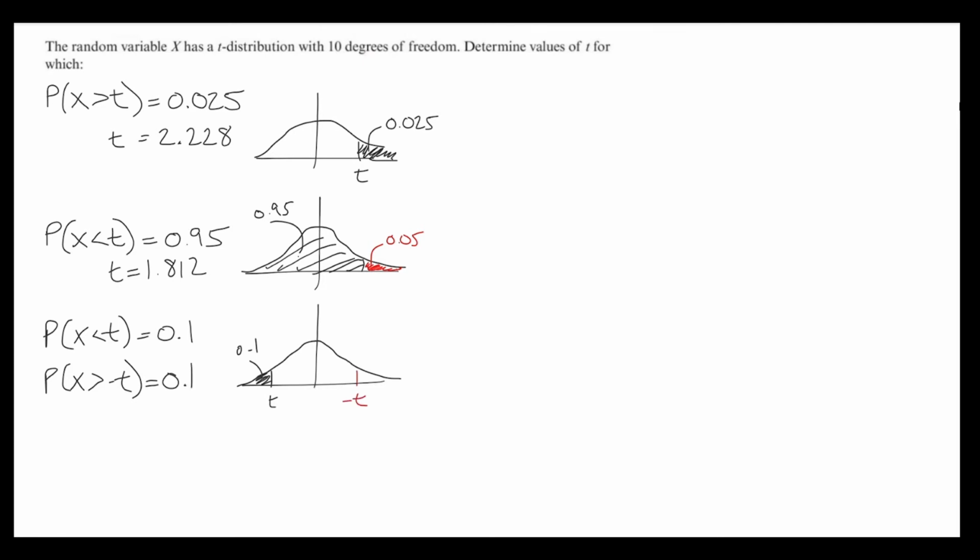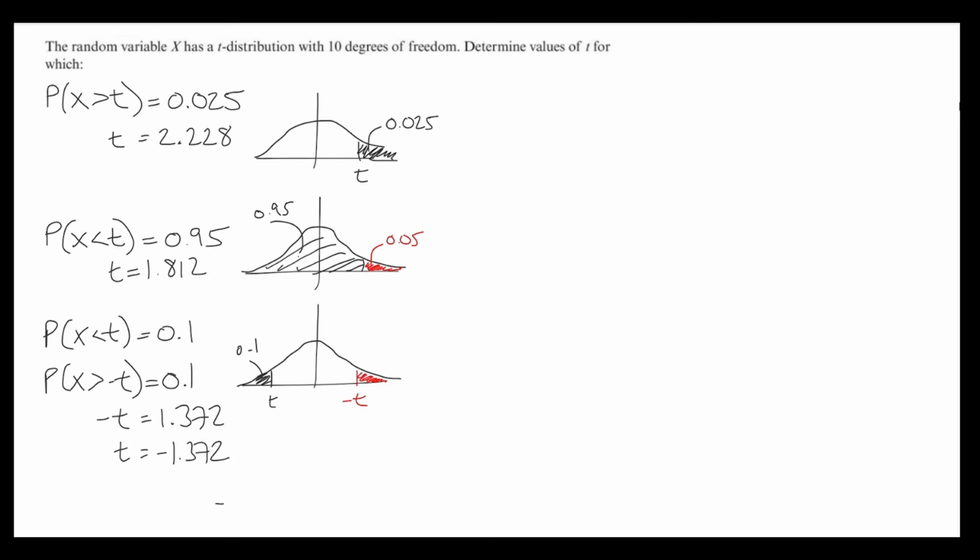So if I was to reflect, this region is the same size as this shaded region. 0 is in the middle, so t in the black region corresponds with negative t in the red region. I can look up a value for this negative t, which I can then translate into positive t. So in the tables, we see that the t-score that has 10% above it is 1.372, which means the original t-value from my diagram must be negative 1.372.